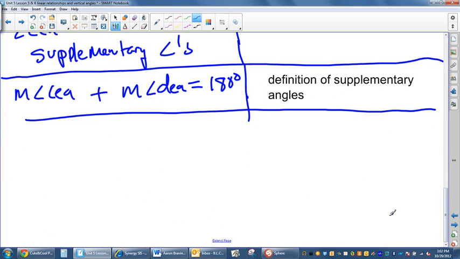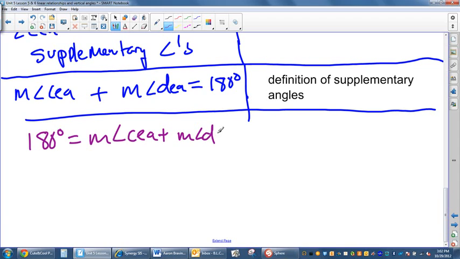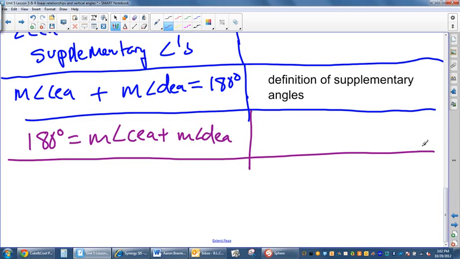All right, so what I'm going to do now is rewrite this equation. I'm going to rewrite this one right here as 180 degrees equals the measure of angle CEA plus the measure of angle DEA. Which property that we learned allows me to switch what's happening on either side of the equal sign?